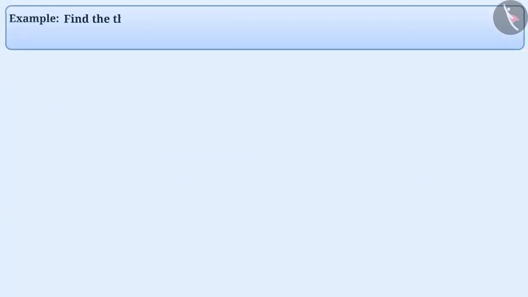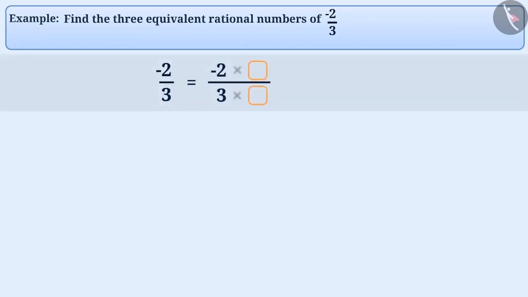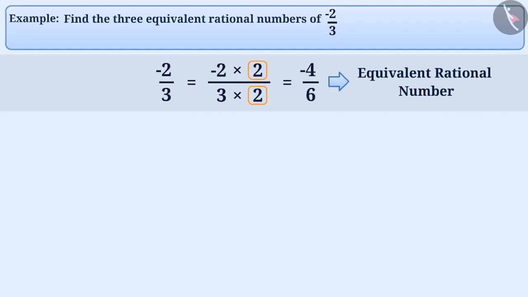Example 2. Find three equivalent rational numbers of minus 2 by 3. To find the equivalent rational number of any rational number, we multiply or divide its numerator and denominator by the same non-zero number. Usually, it is easy to multiply with any number. On multiplying the numerator and denominator of minus 2 by 3 by 2, we get the rational number minus 4 by 6, which is an equivalent rational number of minus 2 by 3.